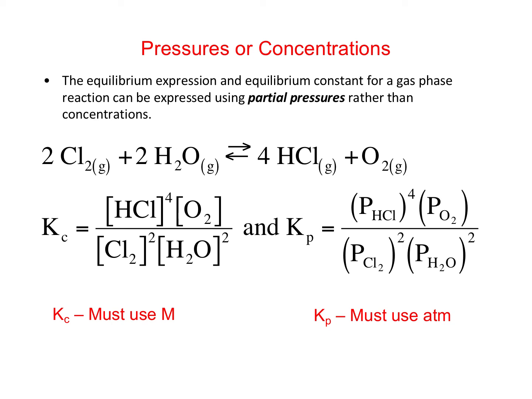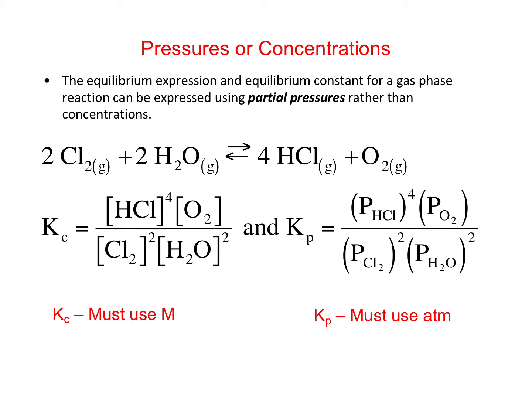It works the same way. The equilibrium constant for this reaction, whether I use concentrations or pressures, is still products over reactants. I still take into account the stoichiometric coefficients. The only difference is, in this case, I'm using molarities. In this case, I'm using partial pressures. And we need to be careful. We should be using atmospheres.